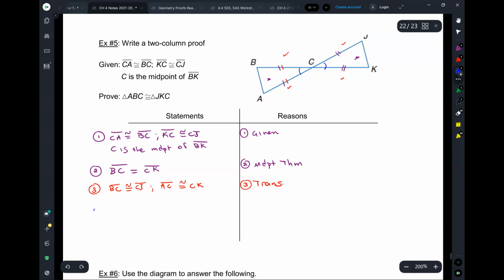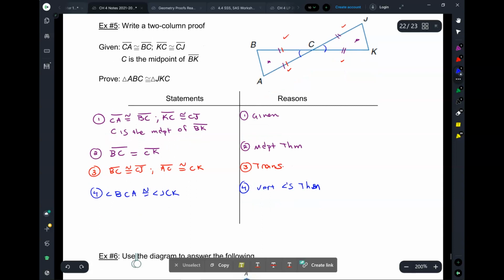Yes. So now angle BCA is congruent to angle JCK, by the vertical angles theorem. And what do we have now to prove the triangles are congruent? Because we're done. SAS.